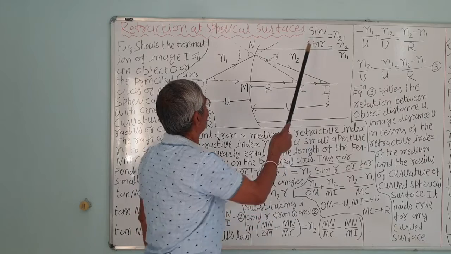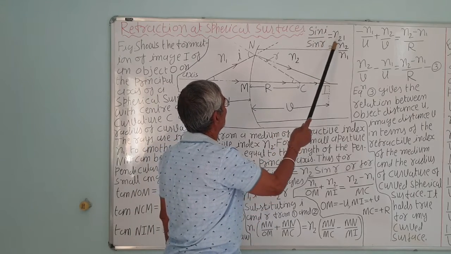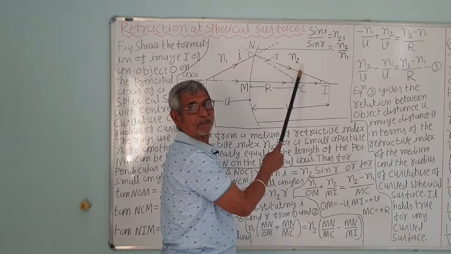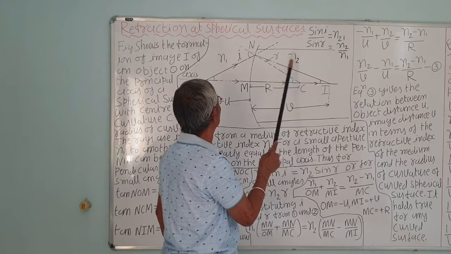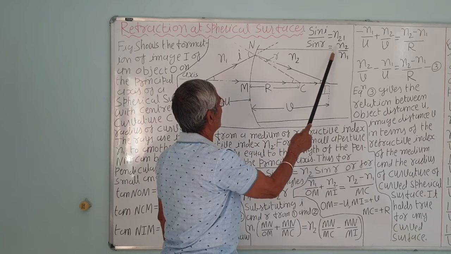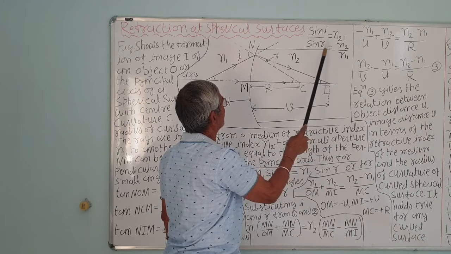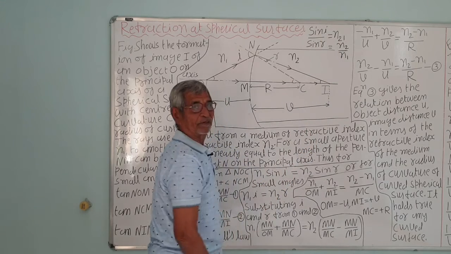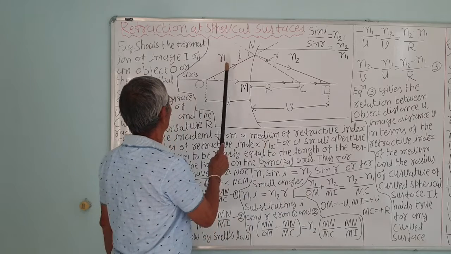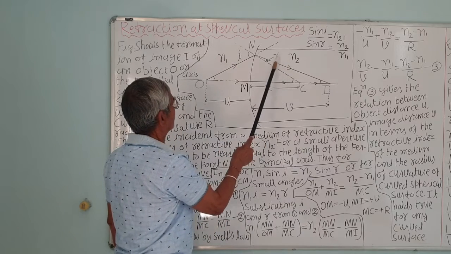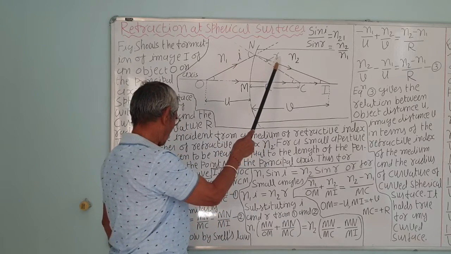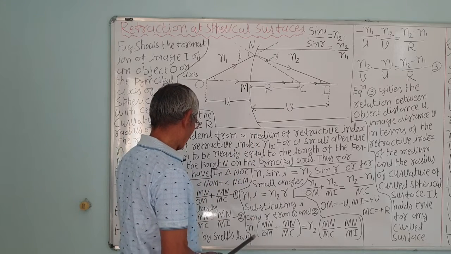Correct? You know that sin I upon sin R is equal to N21. You will get the refractive index of the second medium, that is N2 with respect to N1, that is N2 upon N1 also. If you do the cross multiplication, N1 sin I is equal to N2 sin R also. So N1 sin I is equal to N2 sin R. Correct? That is also you can write.